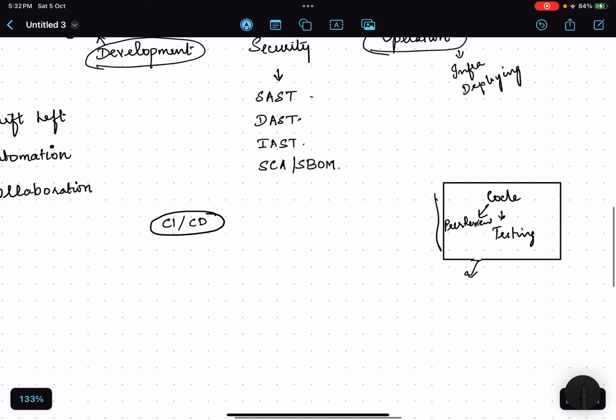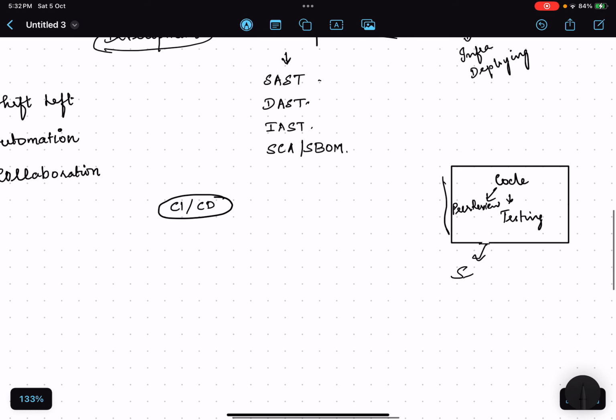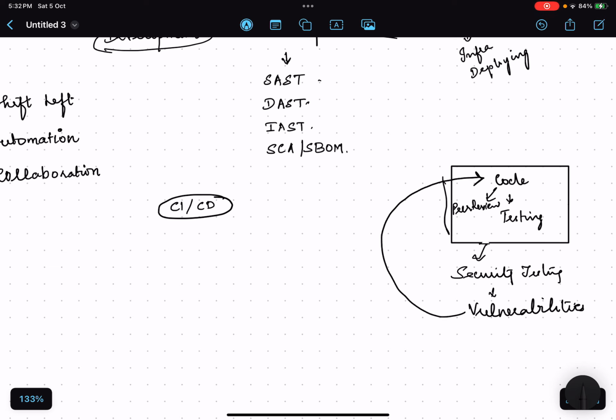But what would happen as part of security testing is that a lot of vulnerabilities get identified. When these vulnerabilities are identified, the developer is forced to make code level changes again, and then the peer review or the testing has to be completed again, and then the security testing will happen again, and then when vulnerabilities are identified, the code level changes have to be made again.